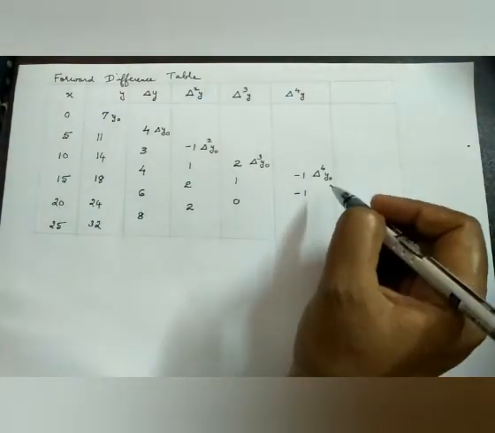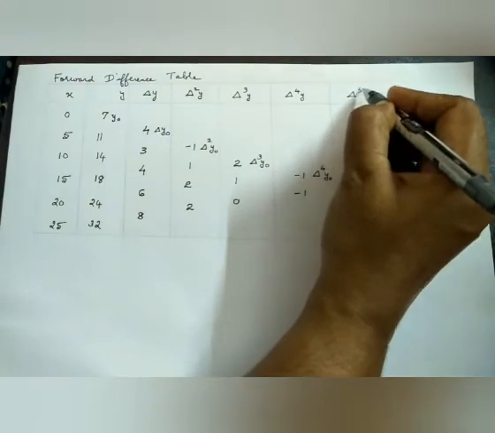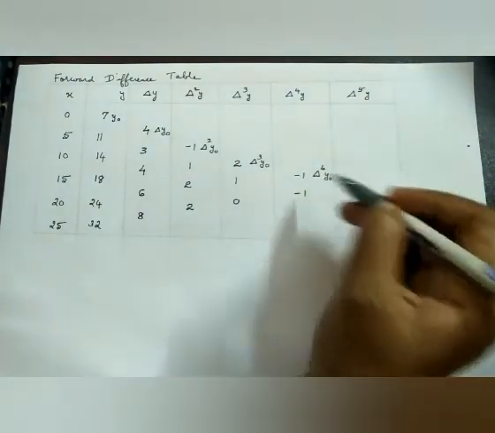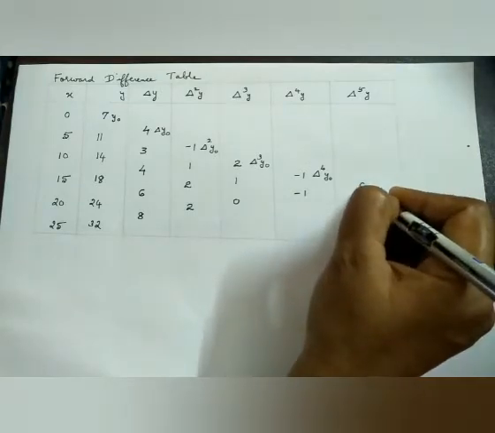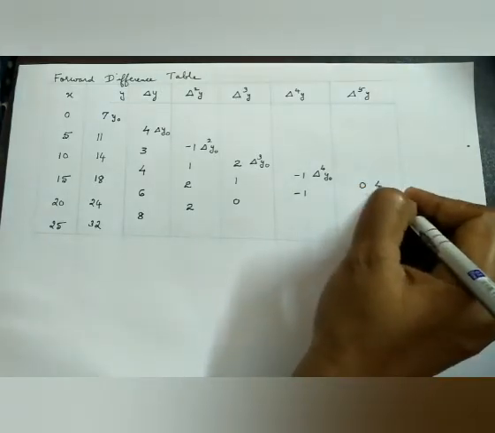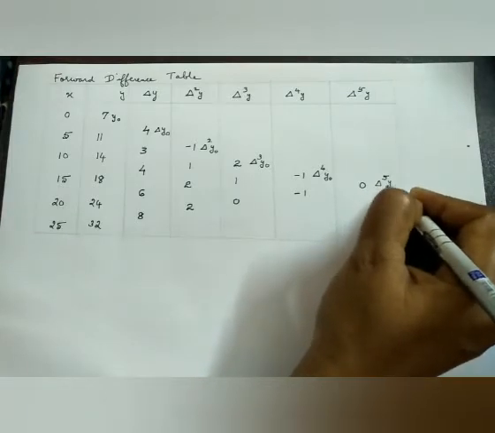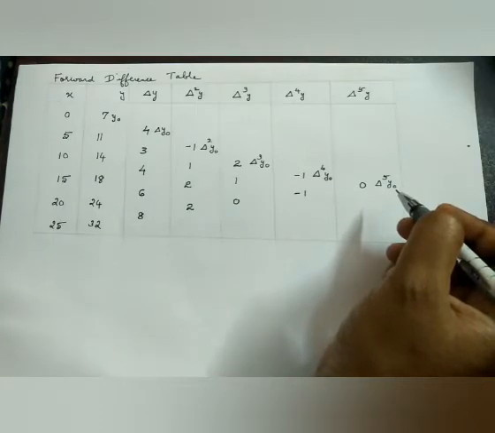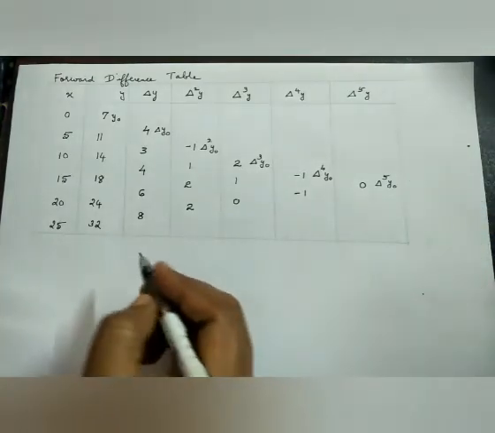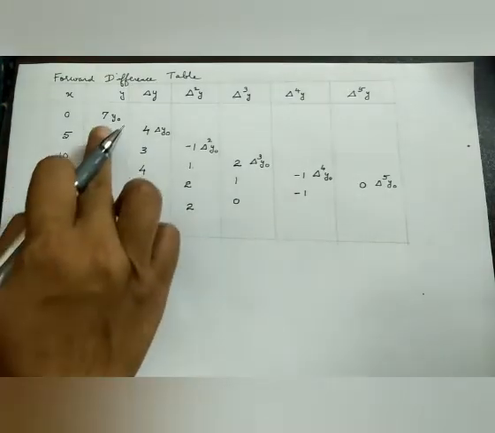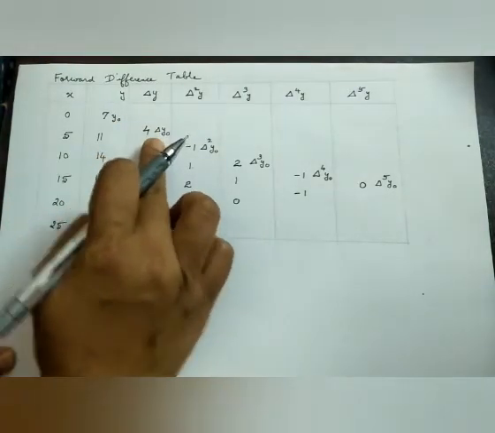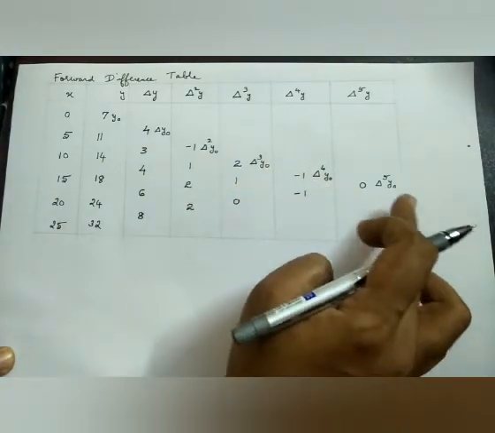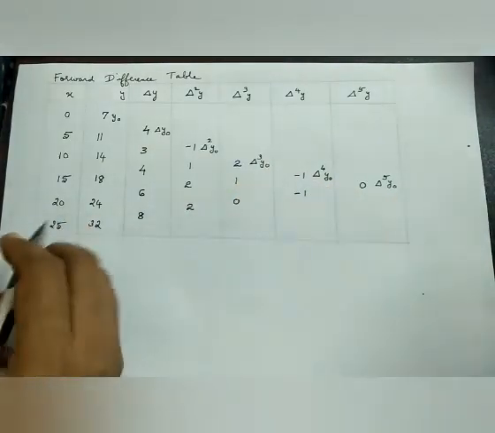Now, delta raised to 5y. That is minus 1 minus minus 1, that is 0. The difference is 0, which is represented by delta raised to 5y0, where the table ends. Okay. Now, here we can apply the values, that is y0, delta y0, delta square y0, delta cube y0, delta raised to 4y0, delta raised to 5y0 in the formula.